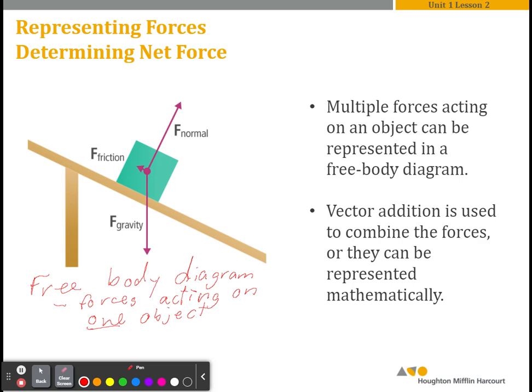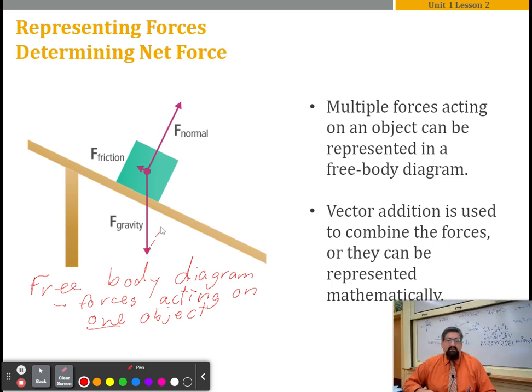If we take this gravity force, we can already see, and we'll get practice with this, that the normal force and the frictional force are perpendicular to each other. So let's break the gravitational force down into its component vectors that are parallel to the normal force and the friction force. Because when we do that, we can see what the net force is going to be. Remember, any vector can be broken down into its component vectors.